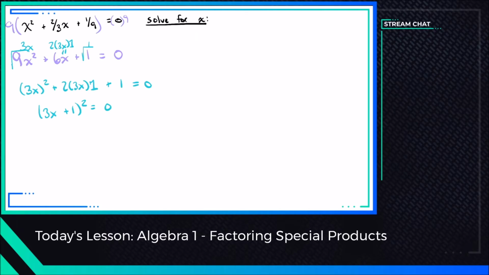Take the square root now of both sides, and we're going to get 3x plus 1 is equal to 0. 3x is equal to a negative 1. x is equal to a negative 1/3.